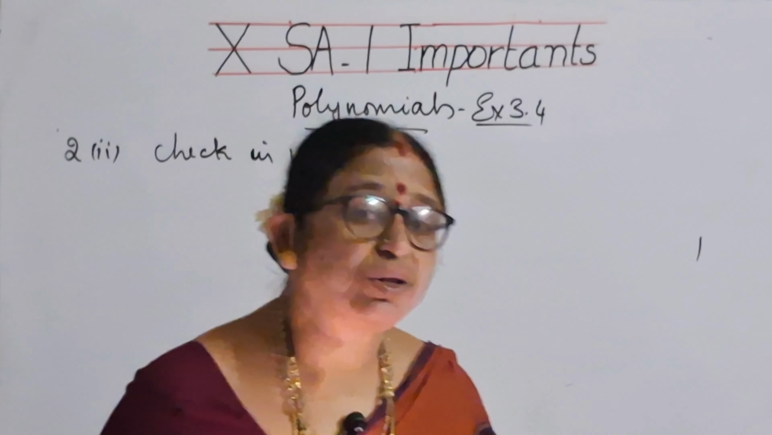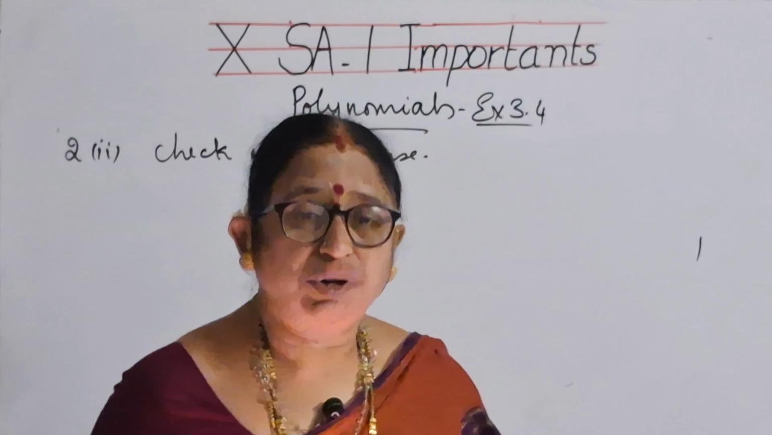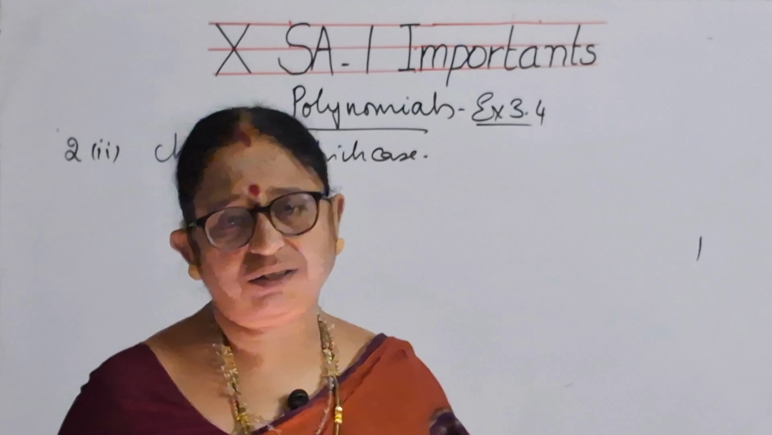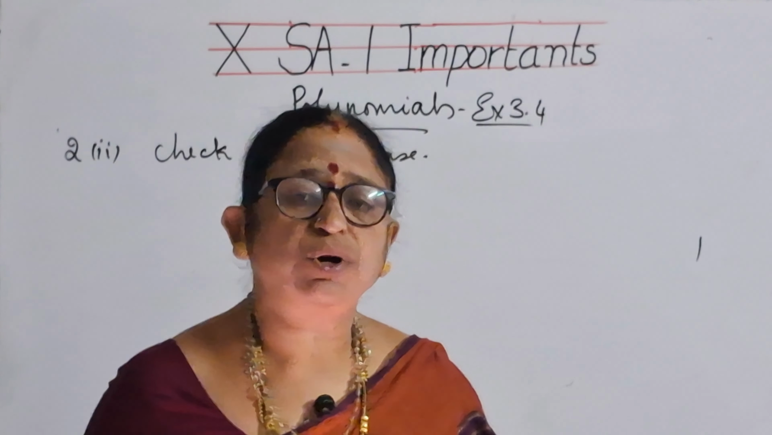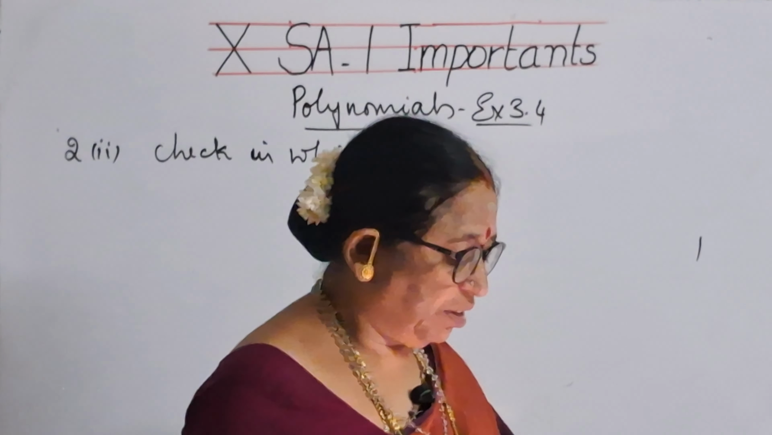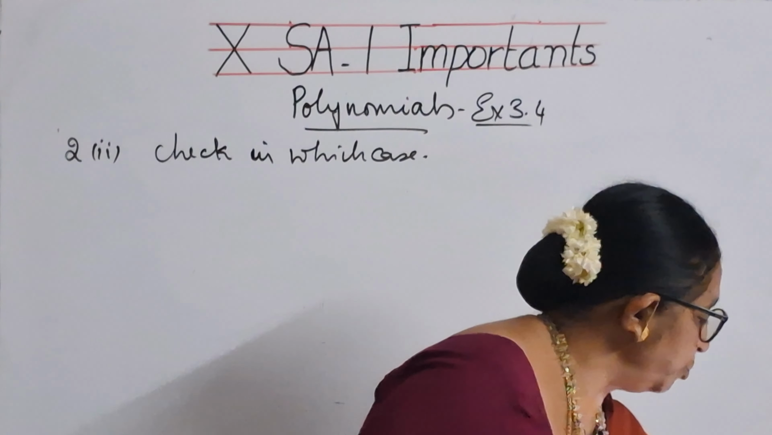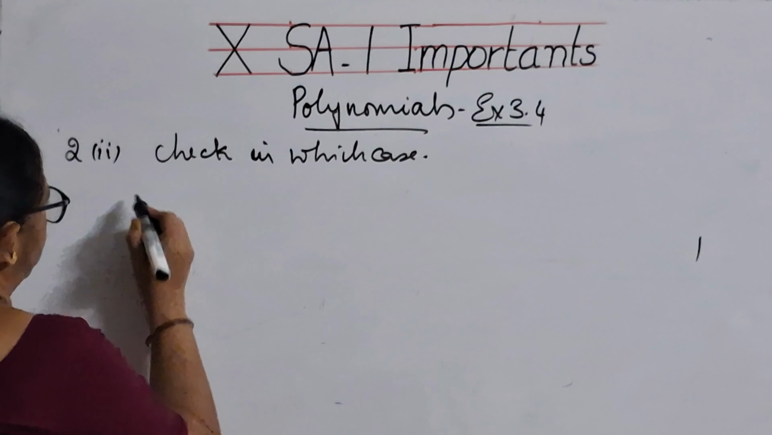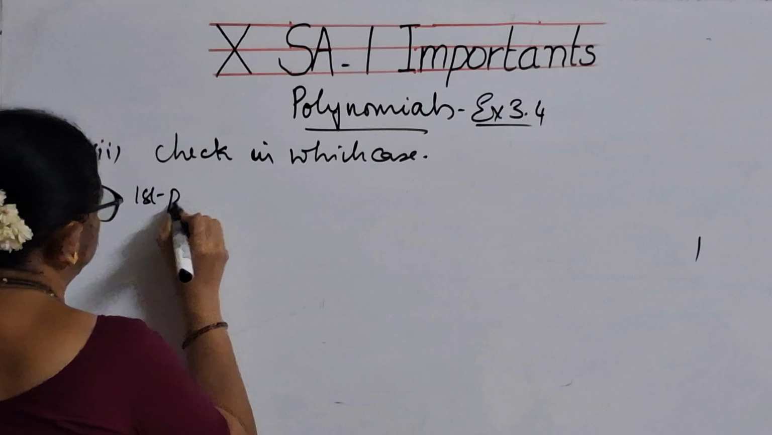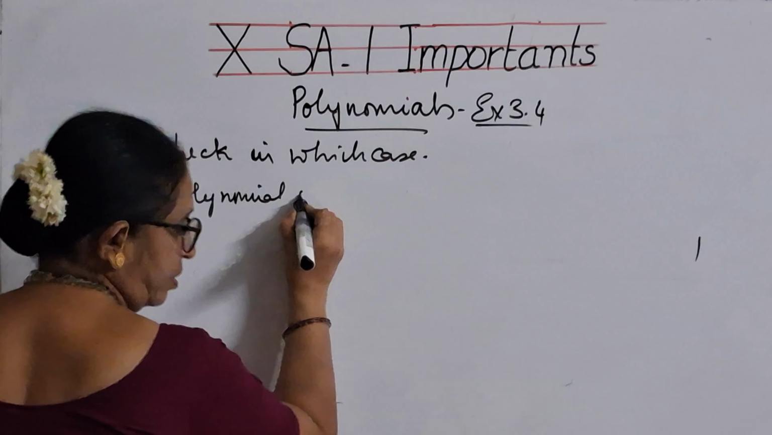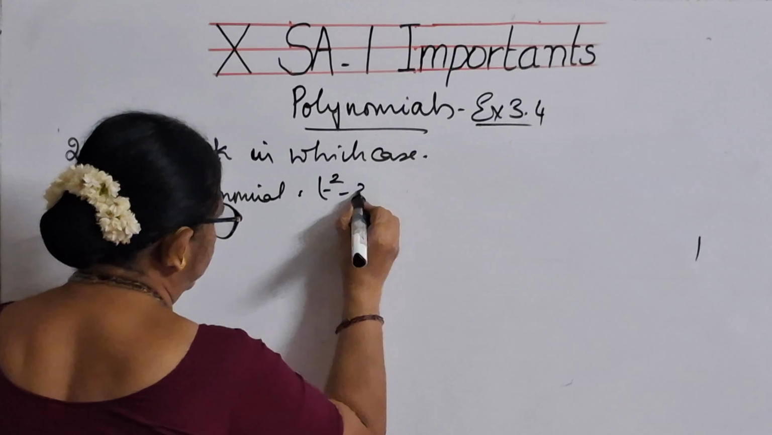Then how do you know that it is a factor? We know that when you divide, if you get remainder 0, we will say it is a factor. So what we need to do? You have to divide and find out whether it is a factor. So the second polynomial should be divided by the first polynomial. So what is the first polynomial? The first polynomial given is t square minus 3.